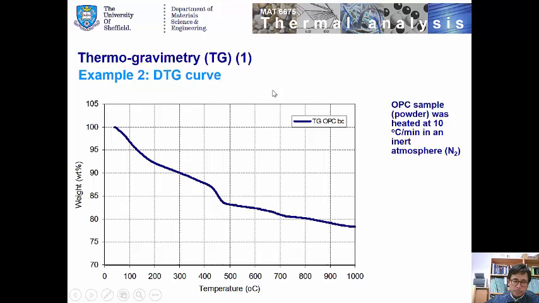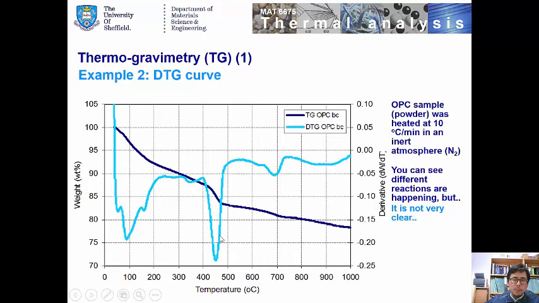So this is one example of cementitious material we actually studied in our research. The TG data shows the weight decrease. However, the events are not very clear. Maybe you can see a clear event here, or maybe here, perhaps here too. If we draw, in addition to this, DTG curve, it would look like this.